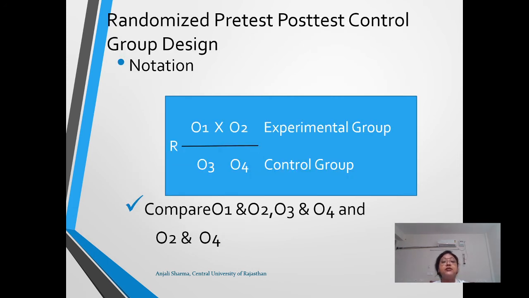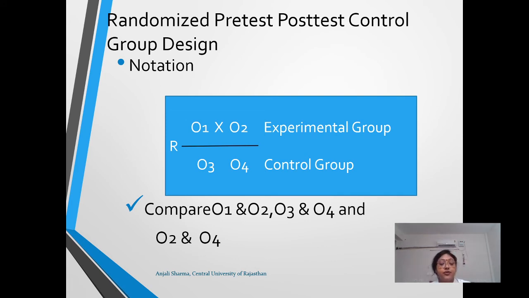Next is the randomized pre-test post-test control group design, which is mostly used by researchers to conduct their experimental studies. The notation again is R, meaning randomization. The continuous line shows that the two groups are formed with random assignment, and the experimental treatment is present only in the experimental group and missing in the control group. But here we first do a pre-test in both groups: O1 in the experimental group and O3 in the control group.